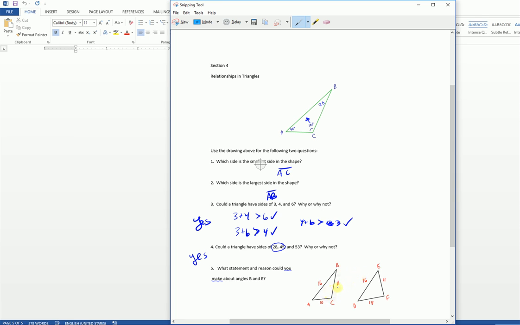And then finally the last thing, and this is looking at angle B and angle E. Well, angle B opens up to side 10, angle E opens up to side 18, and the other sides are the same. So angle B must be less than angle E.